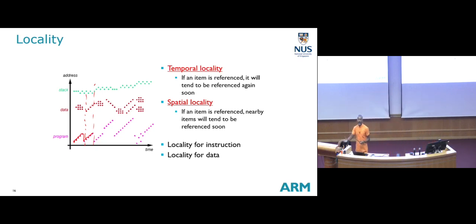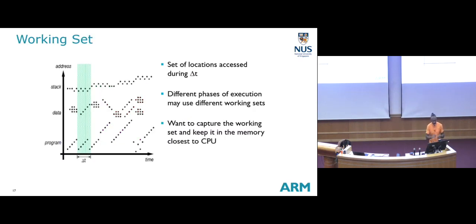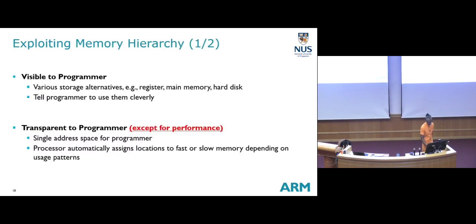Temporal means time. If I use something now, there's a high chance I'll use it again in the near future. And if I use some memory or some variables currently, I will also use the nearby memory locations quite regularly for that period of time. That gives us the idea of what we call a working set. Within a short duration of time, there is a working set that you will use quite regularly while executing your code, and you want to capture this working set and keep it close to the processor so that you don't always need to go out of the processor space to fetch new data.